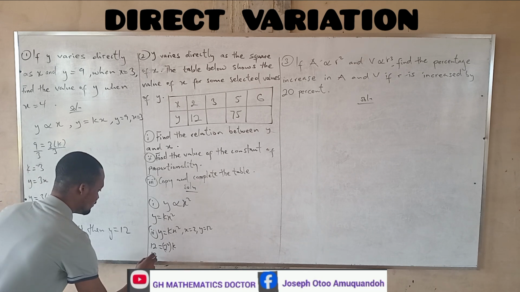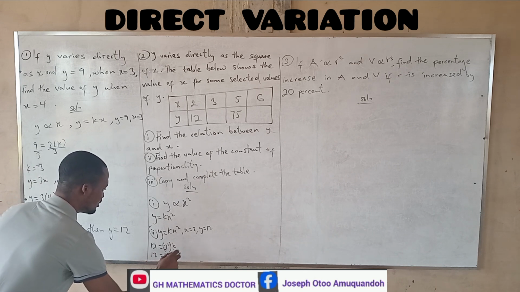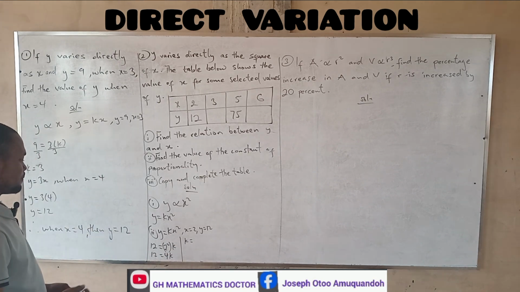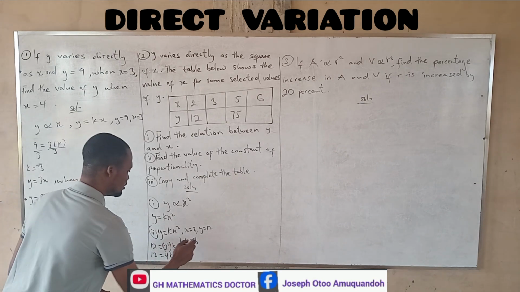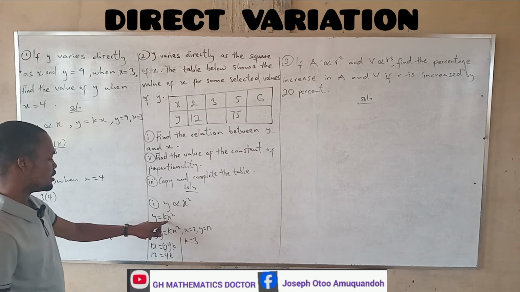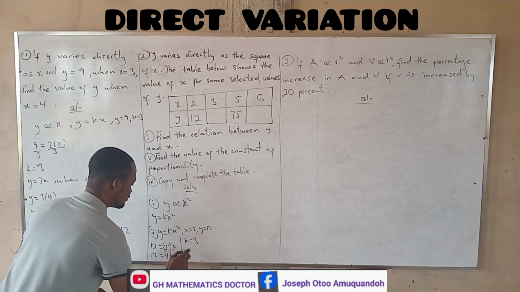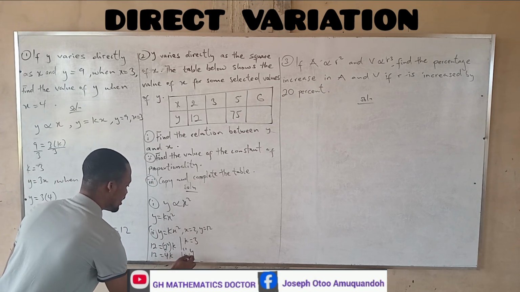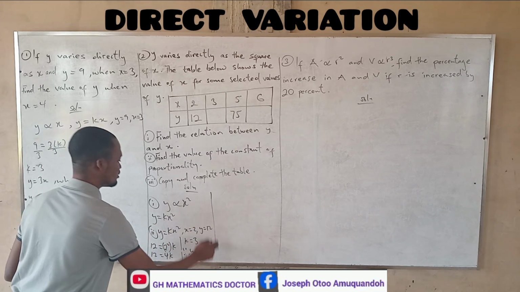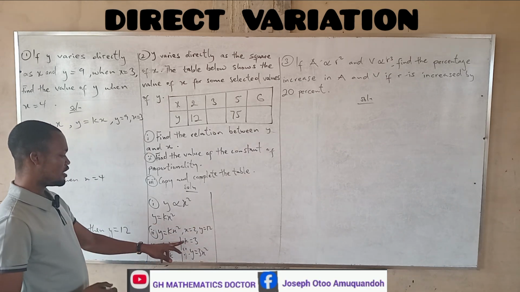So we have 12 equal to 4k. And when you divide both sides by 4, our k will be 3. So you need to put this 3 in place of k in the relation. So therefore, y is equal to 3x squared. All right, now that is our value for k.